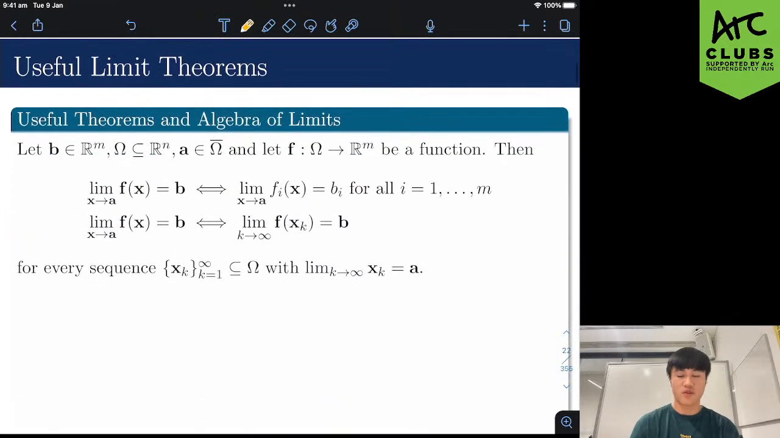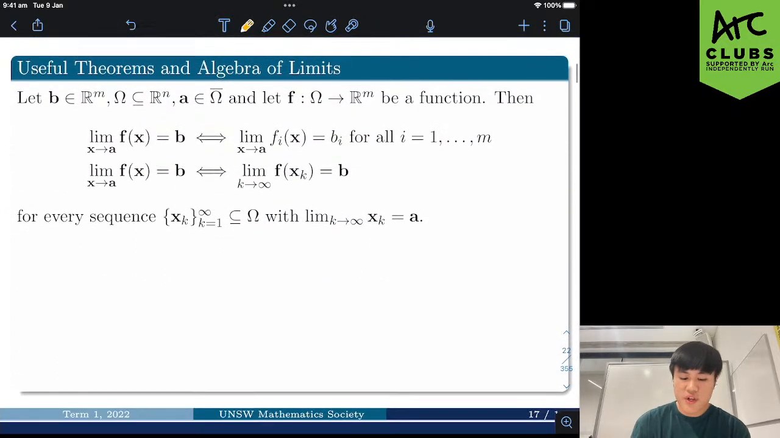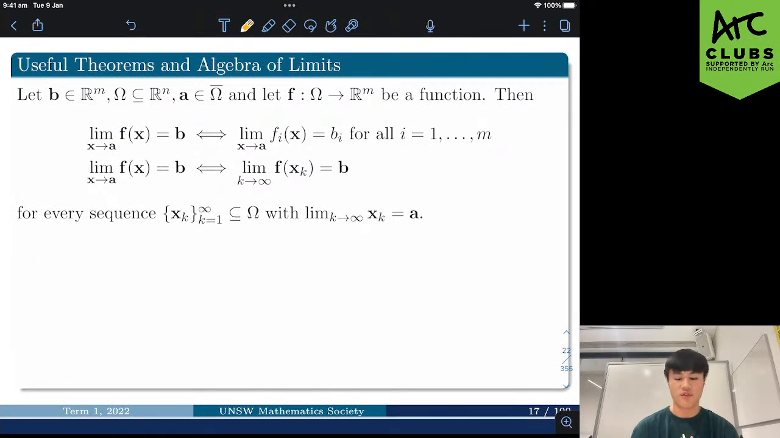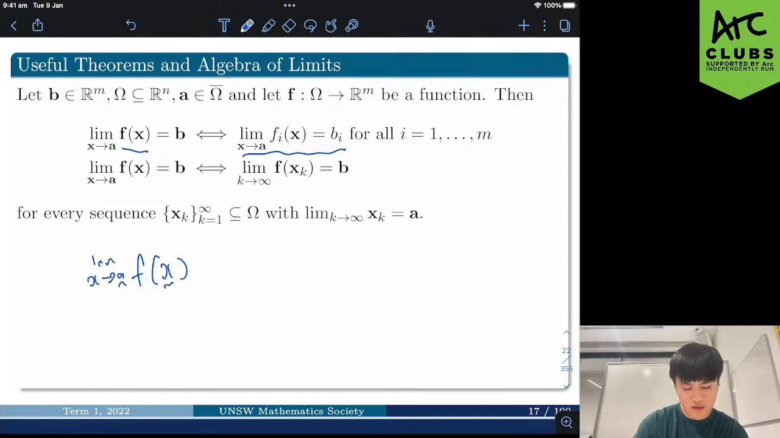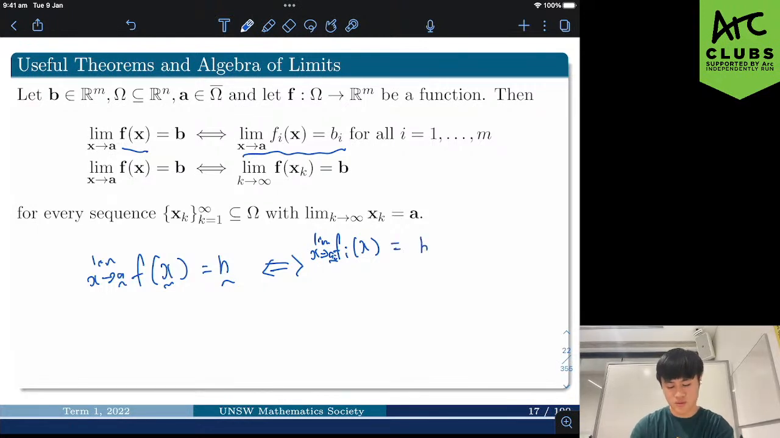Now we're going to look at some useful theorems related to it. This stuff is pretty, once again, self-explanatory, and some of this does lead on from one variable calculus. So the first one is that the limit as x goes to A of f of x is equal to B if and only if each component of f has limit equal to the corresponding component of B. That makes sense. It's essentially saying that if the limit as x goes to A of f of x equals B, then the limit as x goes to A of f_i of x is equal to B_i.